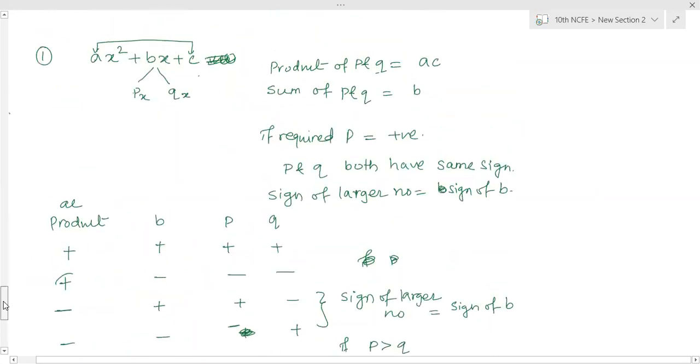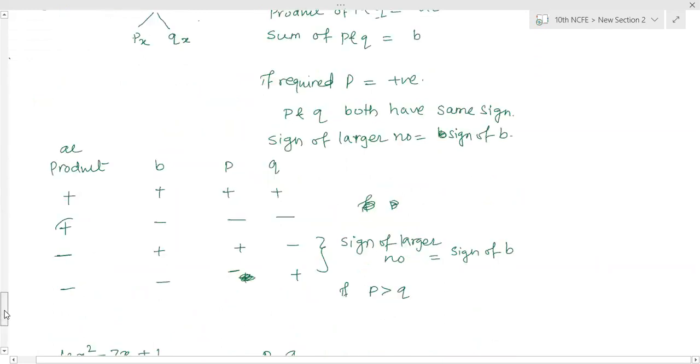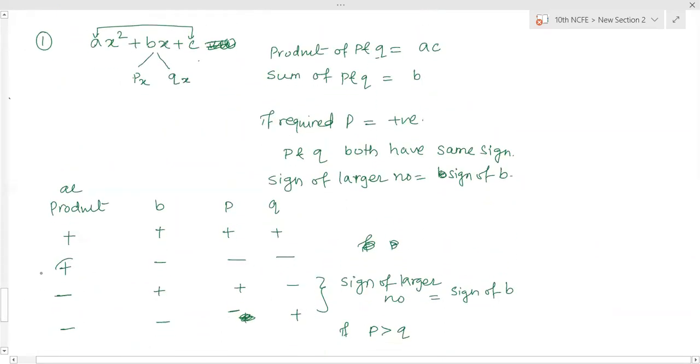Let's write down this part and then solve the remaining questions. We will try the remaining questions.